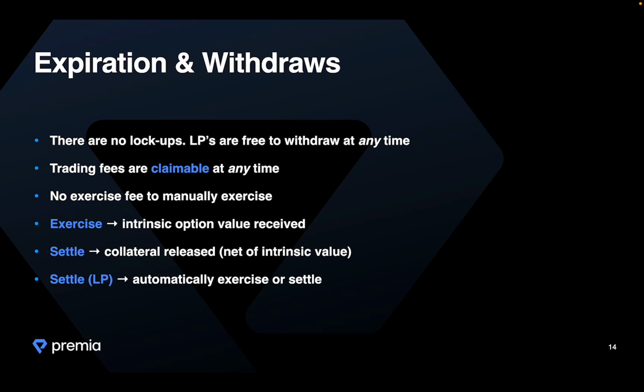Now, the two sides are obviously exercise and settle. So if I own an option, I would be exercising it if it's in the money. And in that case, I would receive the intrinsic value of the option. If I was short the option, I would have to settle that position. And in that case, the collateral gets released, but it's net of the intrinsic value. For LPs specifically, LPs can actually be either long or short the options depending on how their range order ended up at expiration. And so when LPs settle, they will automatically either exercise or settle based on the position exposure they have.